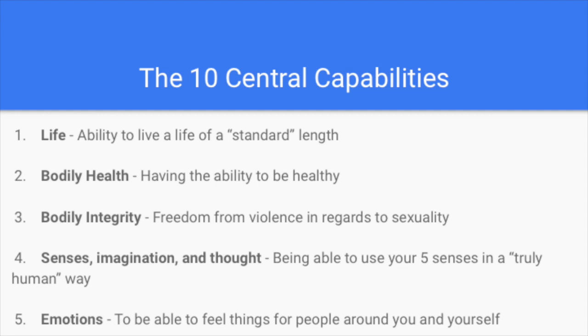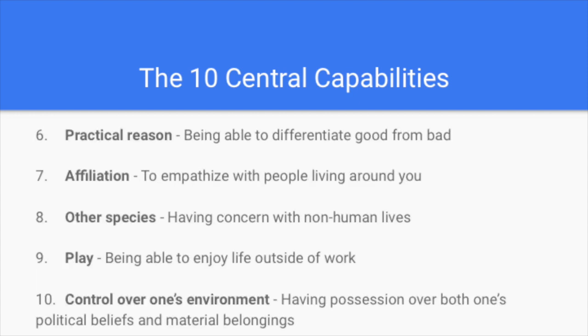The first one is life, bodily health, bodily integrity, senses, imagination, and thought, emotions, practical reason, affiliation, other species, play, and control over one's environment.